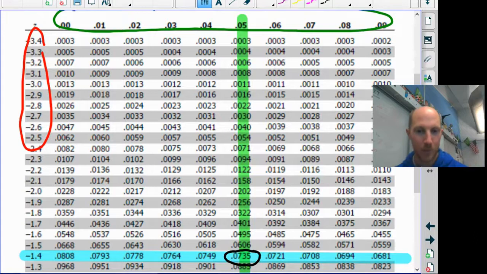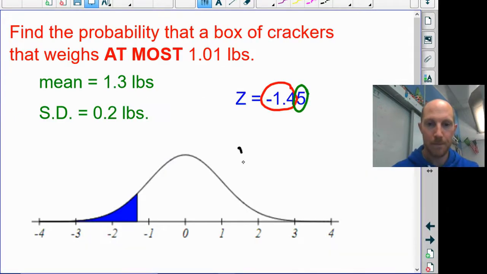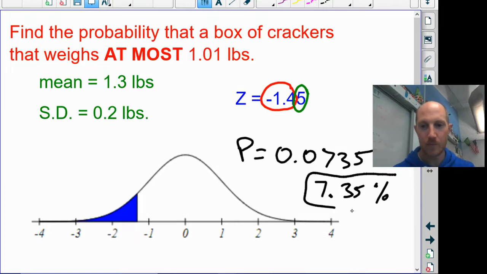So 0.0735, that's our probability. 0.0735. Okay, so just for understanding purposes, that is in decimal form. If I needed percent, just multiply by 100. So that's going to be 7.35%.